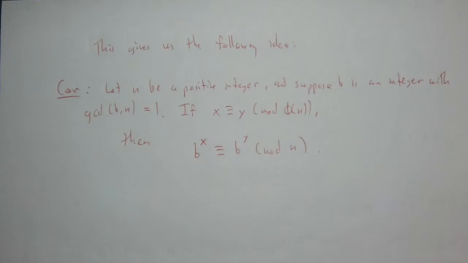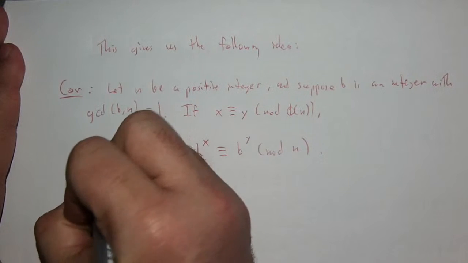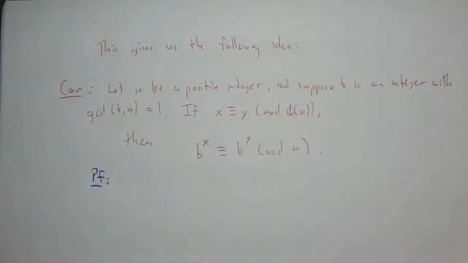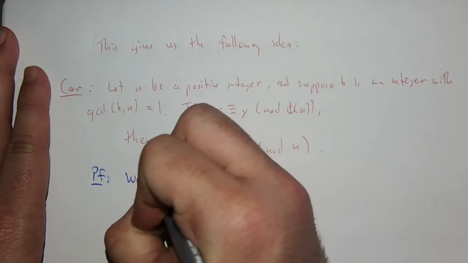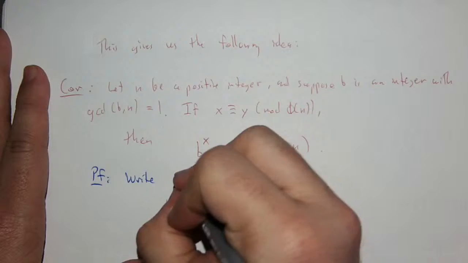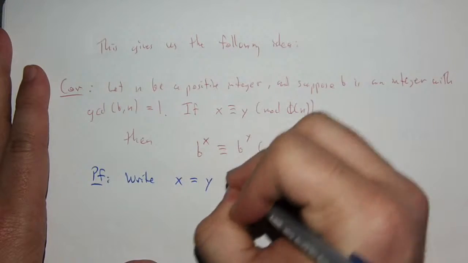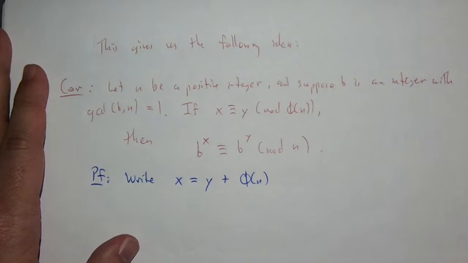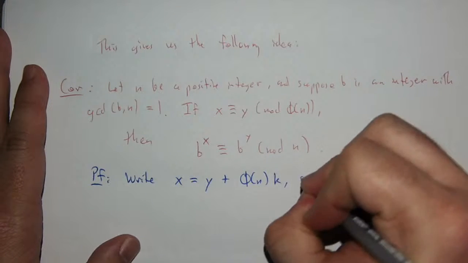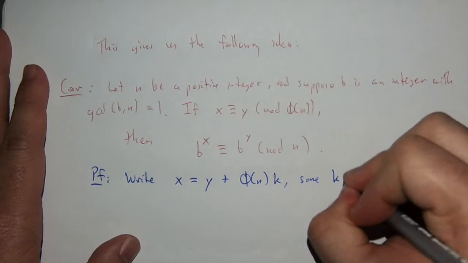So, how do I prove this? Well, I've already said it's a corollary of Euler's theorem, so it follows immediately from Euler's theorem. So, x is equal to y plus phi of n times k for some integer k.